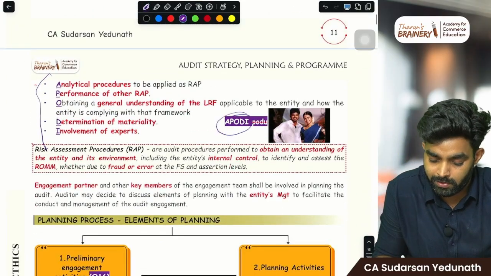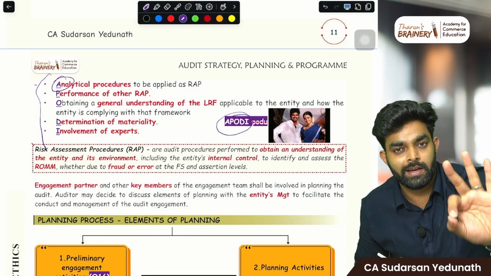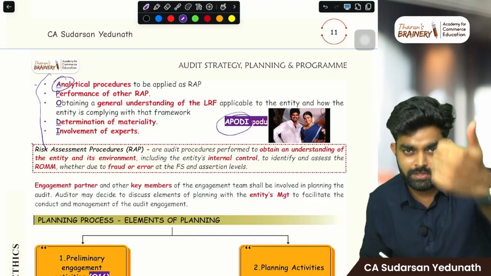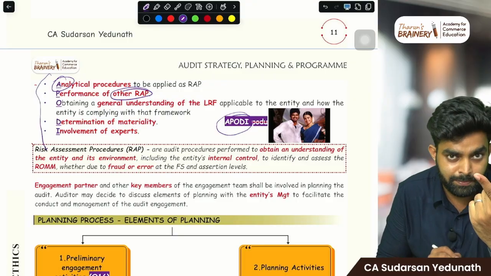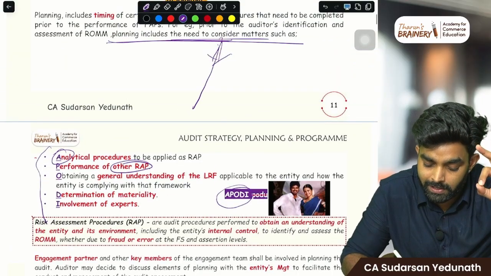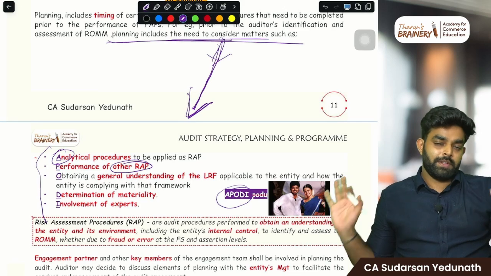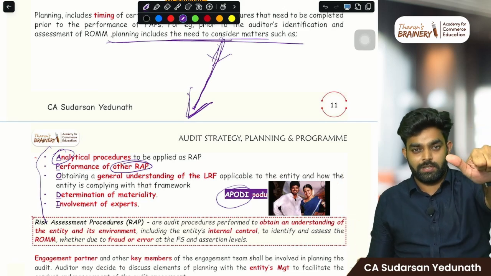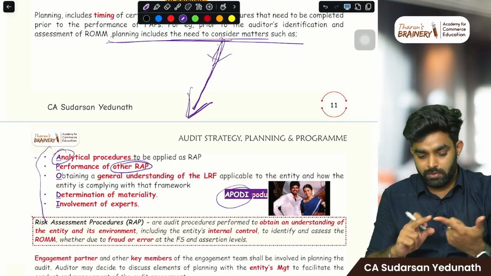Simple. Makes A, analytical procedures to be used as. What are the analytical procedures to be used? Risk assessment procedure. Performance of other risk assessment procedure. When you are planning, you need to consider these things. First, what are the analytical procedures that you are going to use? What are the other risk assessment procedures you are going to use?